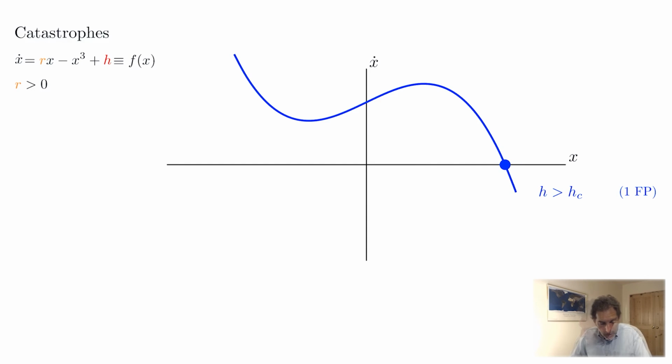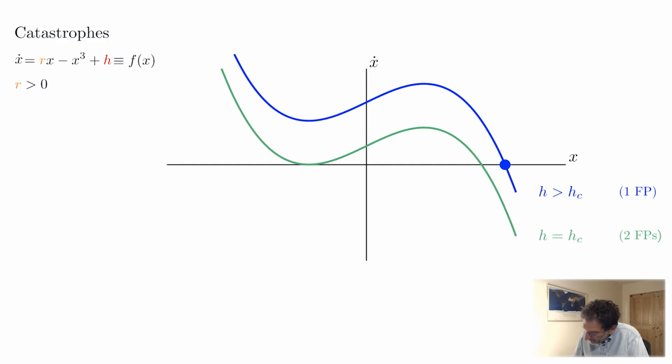Now let's lower h to hc, which is defined in such a way that the function just kisses the x-axis, where the left minimum first kisses the x-axis. So this is h equals hc. And here we see that there are two fixed points: a fixed point at positive x, which is stable, and a fixed point at a negative value of x, which is this marginal point, unstable coming from the right and stable coming from the left.